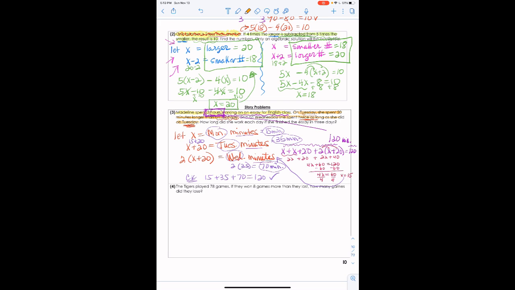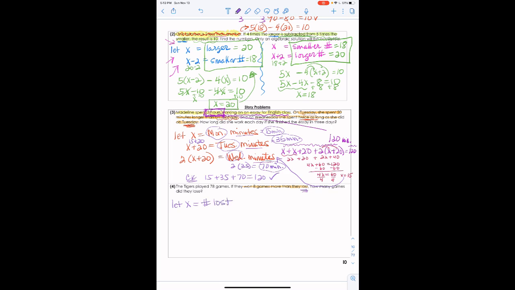All right, question number 4 says the Tigers played 78 games. Okay, great. And then it says they won 8 games more than they lost. So I don't know how many they lost. Again, something dwindling at the end of a statement is usually your x value. If I tell you they won 8 games more than they lost, you should say, okay, great, how many did they lose? So we're going to let x equal number lost.